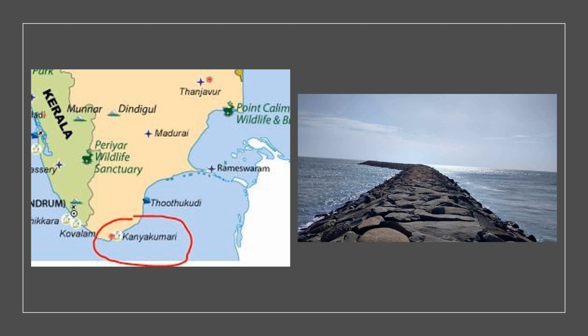The eastern and western coastal plains meet at Kanyakumari, which is the southern tip of the Indian mainland. In this picture, you can see a part of the end of the mainland of India, which is at this point, that is Kanyakumari.